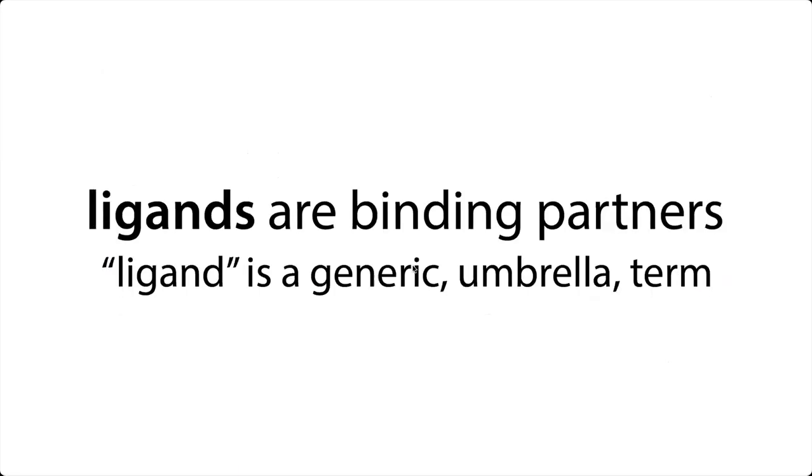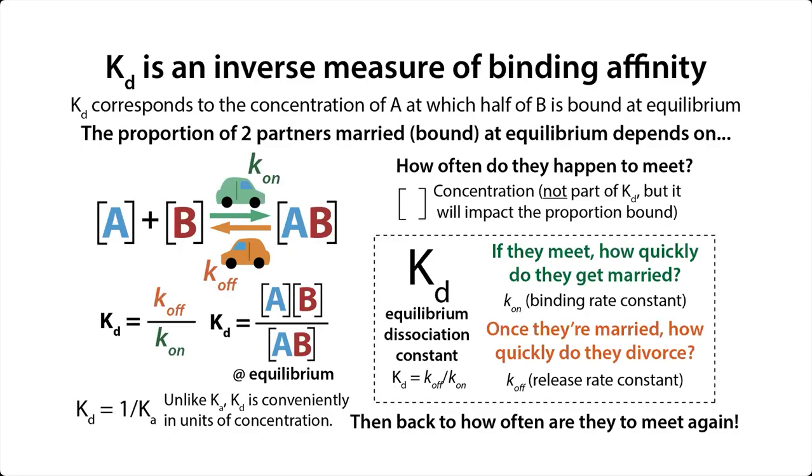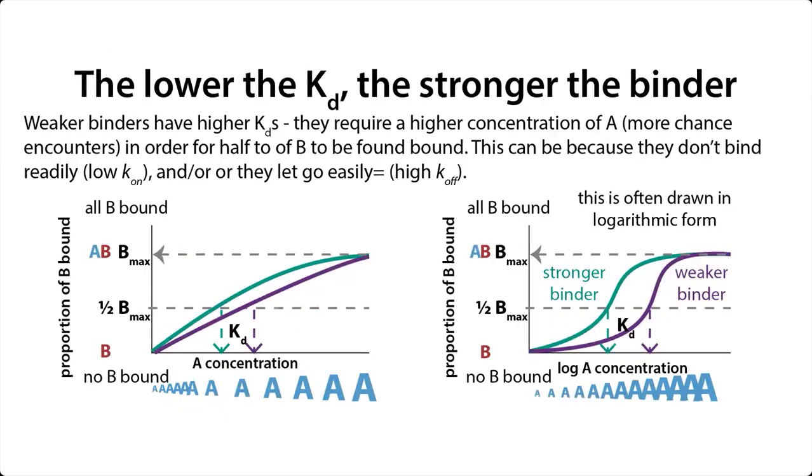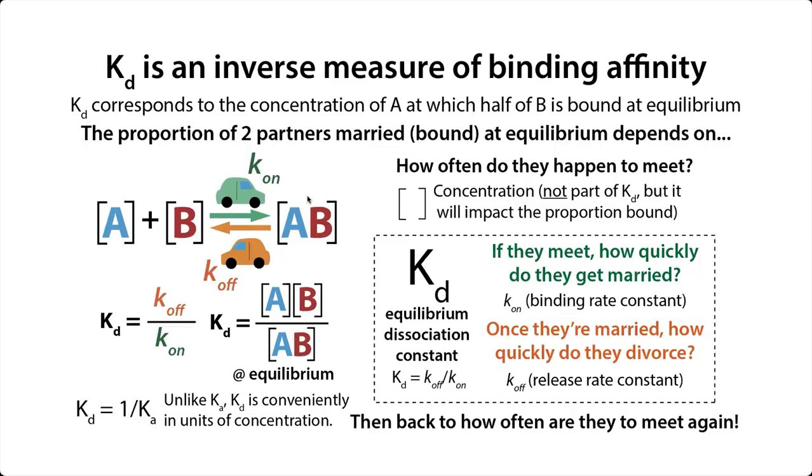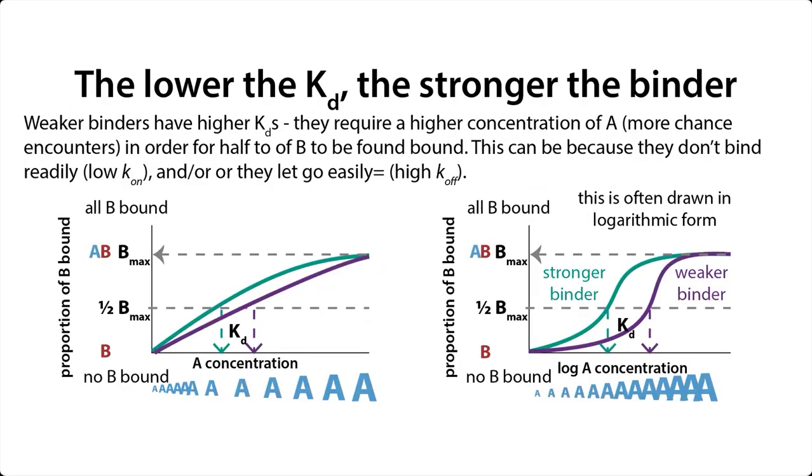If we think back to our marriage analogy, instead of ligands, our binding partners are people marrying. If they have a higher affinity for one another, they're more attracted to one another. They don't need to have as many copies of the other person around in order to find them married. This could be because they are more likely to get married or because they're less likely to get divorced. And then the concentration determines how likely they are to meet. So the higher the affinity, the lower the KD. The lower the affinity, the higher the KD.